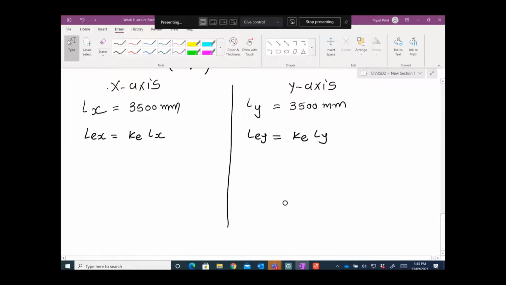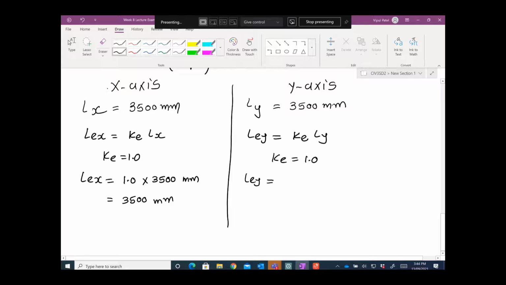Ke is equal about the x-axis and about the y-axis, because the boundary conditions will be applied in the same direction. So if I want to calculate the effective length in the x-axis, I would have the same effective length. So the effective length is not changing, right? That is good, there is no issue for us. And it is 3500 millimeters.